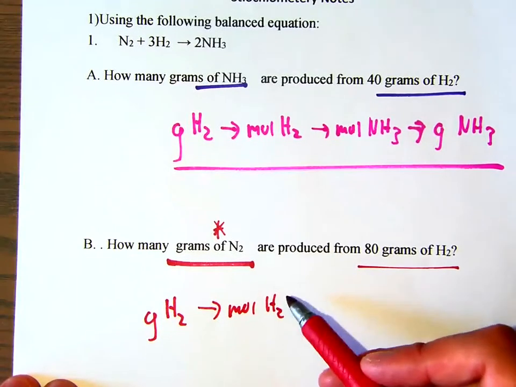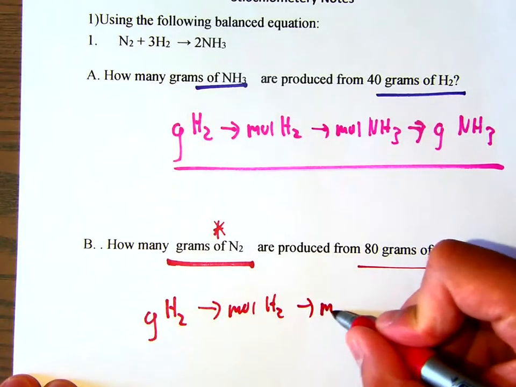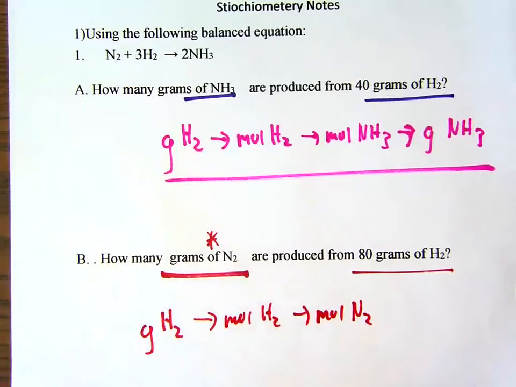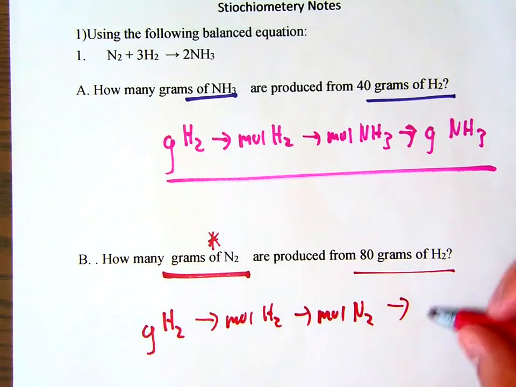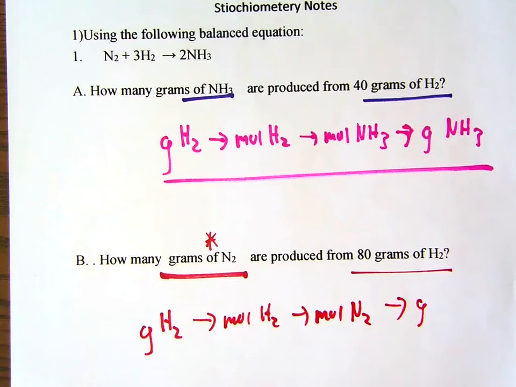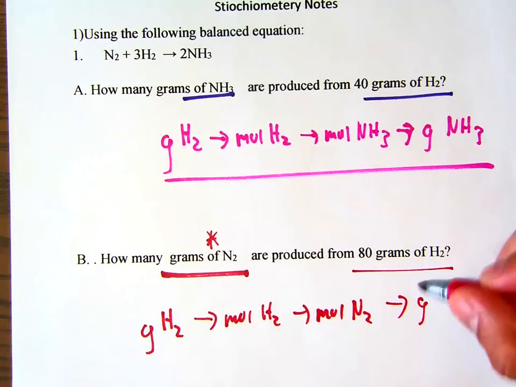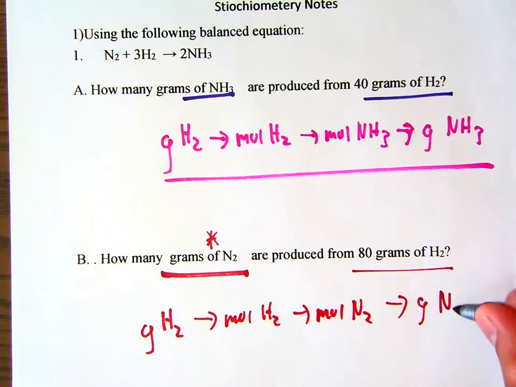For moles of H2, I would go to moles of whatever I want. Well, I want this, right? So I'd go to moles of N2. Finally, I can convert these moles into grams. So then I would go ahead and turn that into grams of N2. Okay. All right, we're going to go ahead and go through another example.